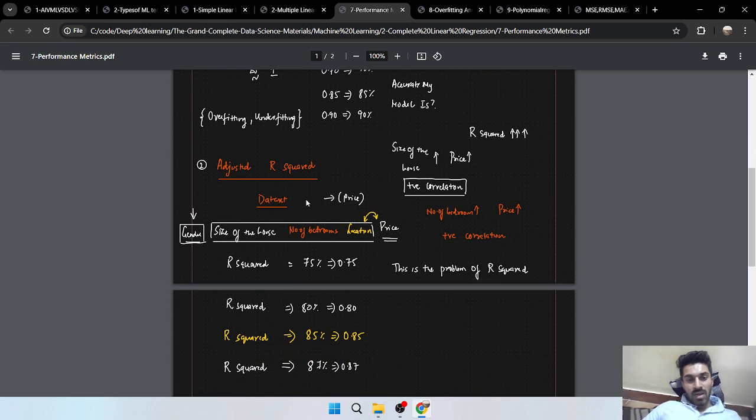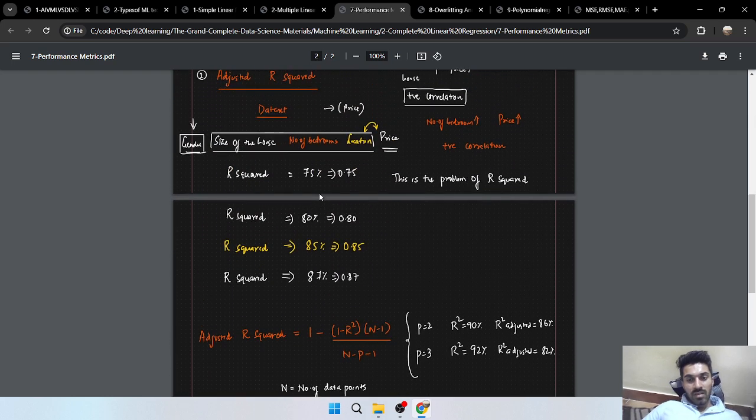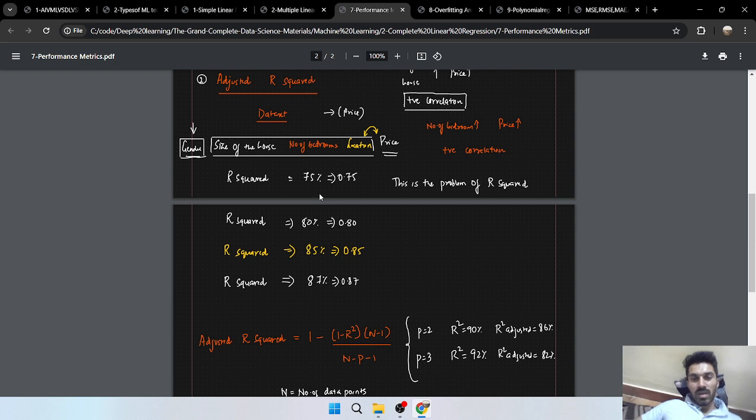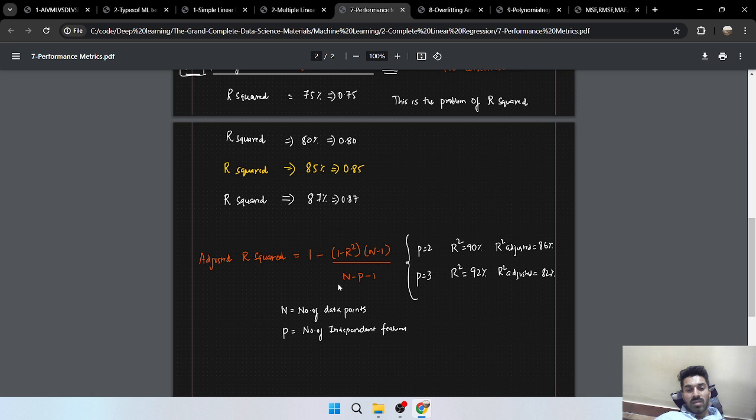And now coming to the adjusted R square. The formula is 1 minus (1 minus R square) into (n minus 1) upon (n minus p minus 1). Here n is the total number of data points, and p is the number of predictors, that is, the number of independent features, or independent variables.